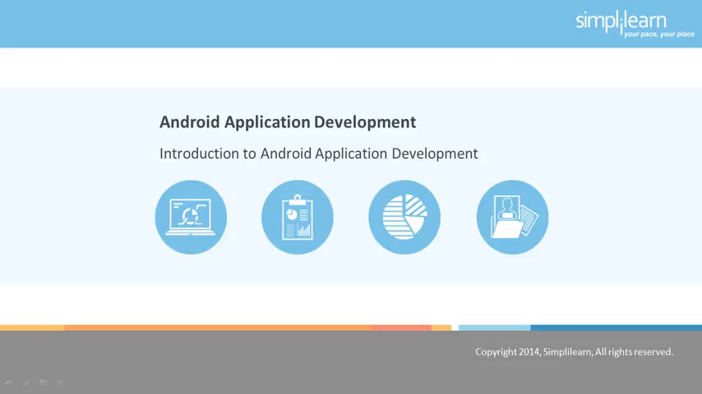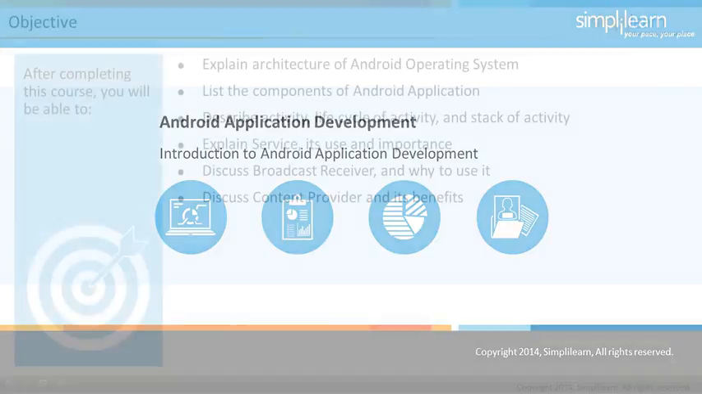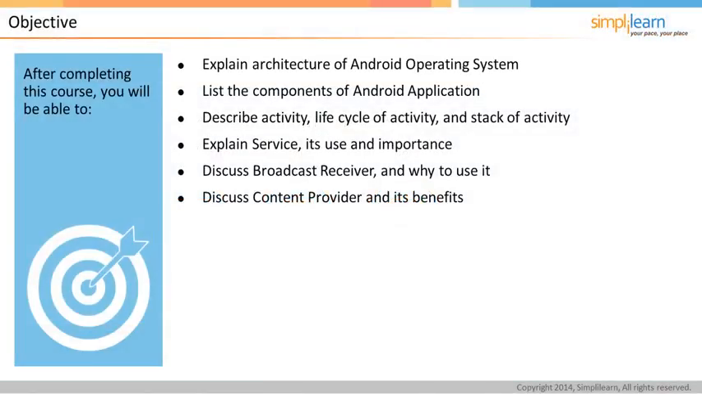Let us start with Chapter 1, Introduction to Android Application Development by understanding the objectives. By the end of this lesson, you will be able to explain the architecture of Android operating system, list the components of Android application, describe the activity and life cycle of activity, explain stack of activity, explain service, its use and importance. We will also discuss what broadcast receiver is and why it is used. We will finally move on to discuss content provider and its benefits.